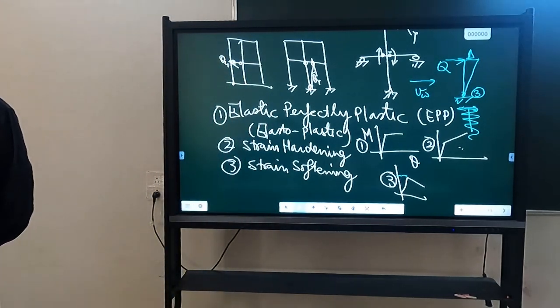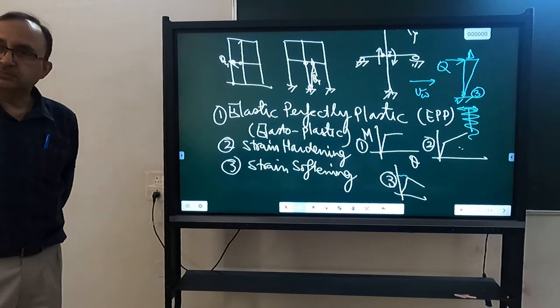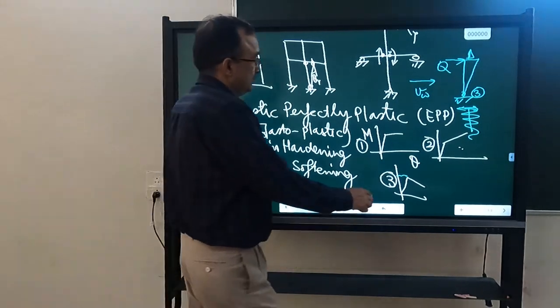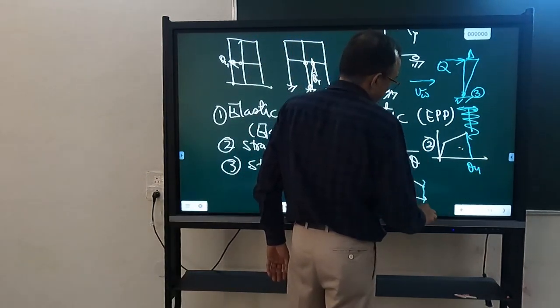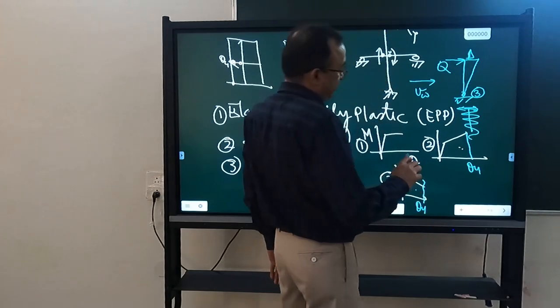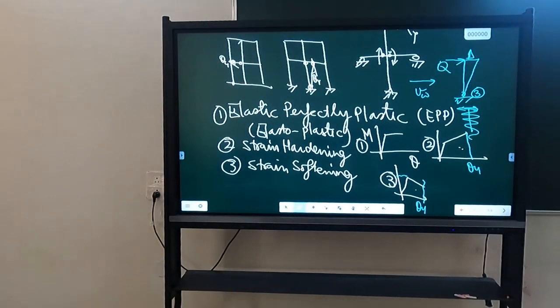So, second type and third type. If I consider delta U or theta U, for both the cases it can be same. Theta U will be same, but the same theta U here will reach under a smaller earthquake.